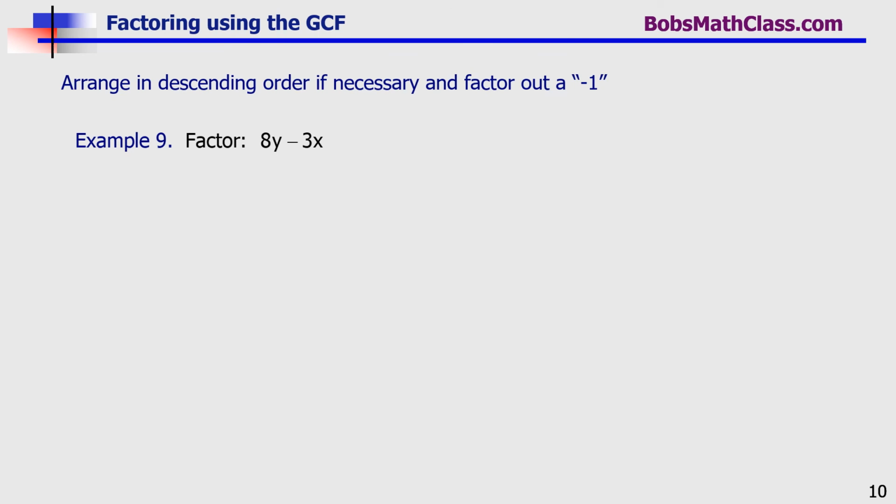All right, 8y minus 3x. Is that in order? No. They have the same degree, but when we have different variables, we put them in alphabetical order. So the -3x should go first. Now we're going to factor out a -1. Again, that will change the signs, and the -1 is written in front of the parentheses.